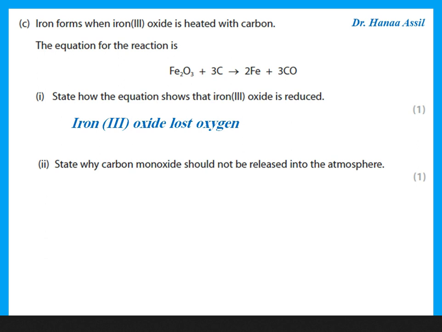State why carbon monoxide should not be released into the atmosphere. You should remember, carbon monoxide, what is the hazard or what's bad about it? It is toxic. If he says why it is toxic, remember, it is because it reduces the capacity of blood to carry oxygen.